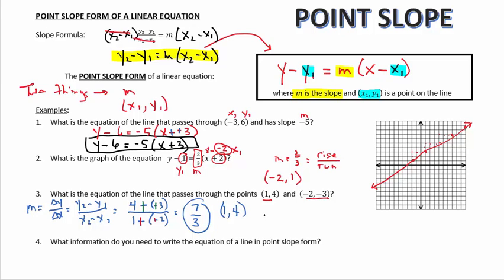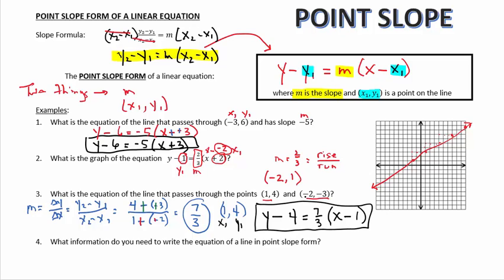And I'm going to use that to write my equation. Remember, the equation is y minus y1, 4 is my y1, equals m, 7 over 3, times x minus x1. The 1 is my x1. And there is my equation. I could write it also with negative 2, negative 3. I could do y minus a negative 3, and x minus a negative 2. And in the long run, it'll give me the same answer.